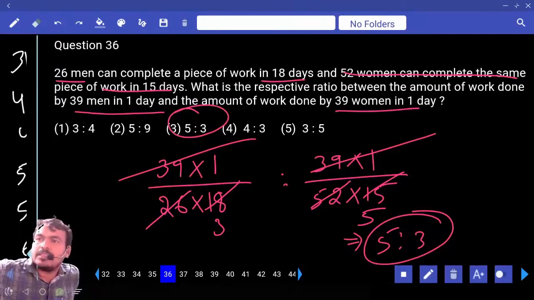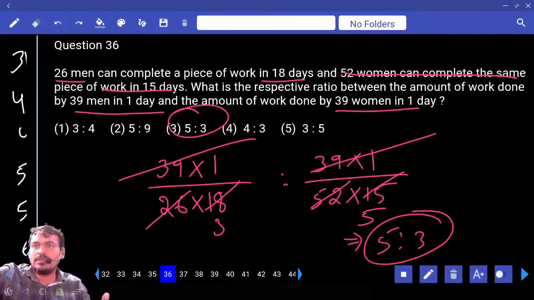18 and 30. Nothing but 3 is to 5, or not? 3 is to 5, actually an inverse ratio. But we required the work ratio, or not?